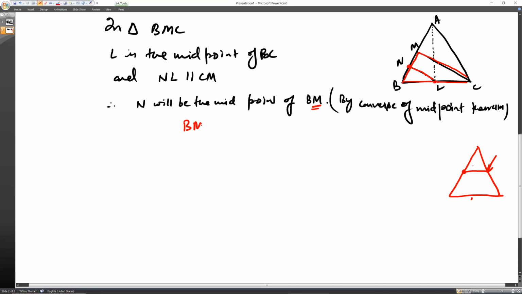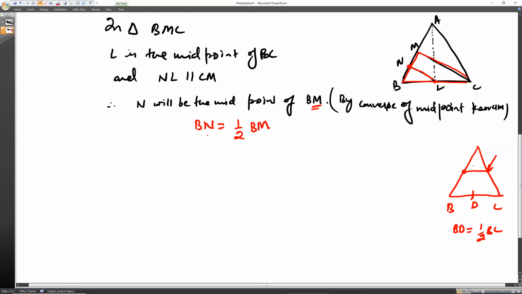So we can say here that BN is equal to half of BM. Would you write it this way? Yes. It means BN is half of BM because N is the midpoint. Like I'm saying this is BC and this is D. If D is the midpoint, I can write BD is half of BC. I can write it this way. Same, I am writing this one. Okay, are you getting it, Rima? Yes.